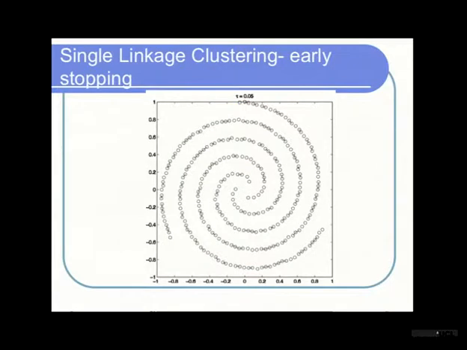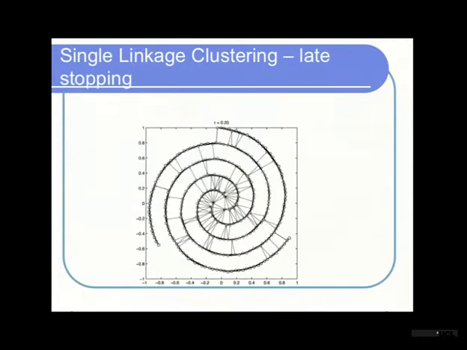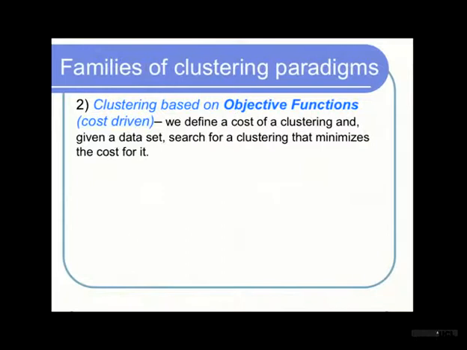Here is just an example of single linkage. It merges close points together. If you choose your cutting point badly, you get too many clusters. If you choose it correctly, you get the right clusters. If you choose the cutting point too late, everything will merge into one cluster. Anyway, we'll talk about this maybe later if we have time, about how to choose the right parameters for your algorithm. Another family of clustering algorithms are those based on objective functions. Those are cost-driven. You define the cost that you try to minimize, and the clustering aims to minimize this cost, and then you can choose different algorithms to try to achieve the optimization of this task.